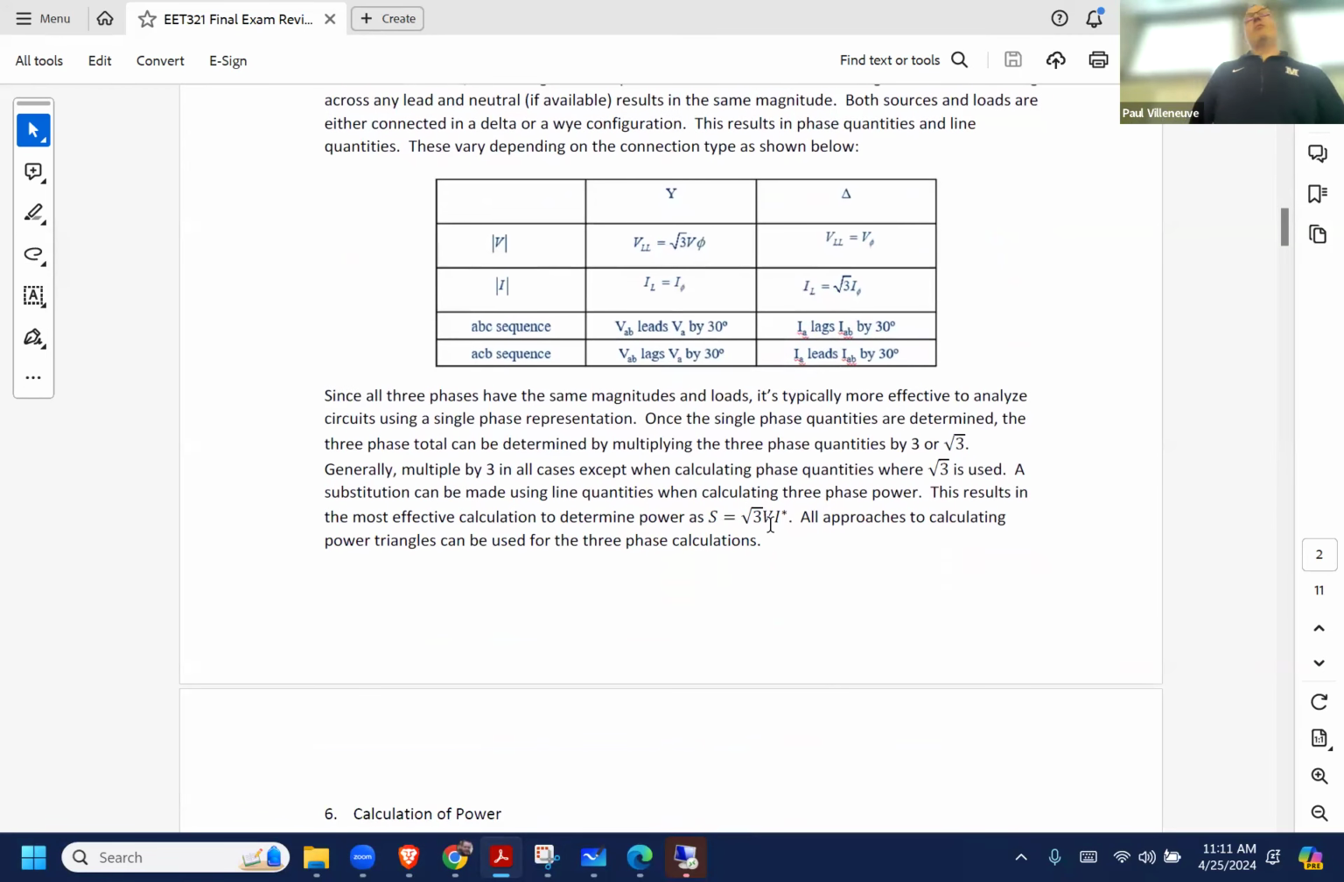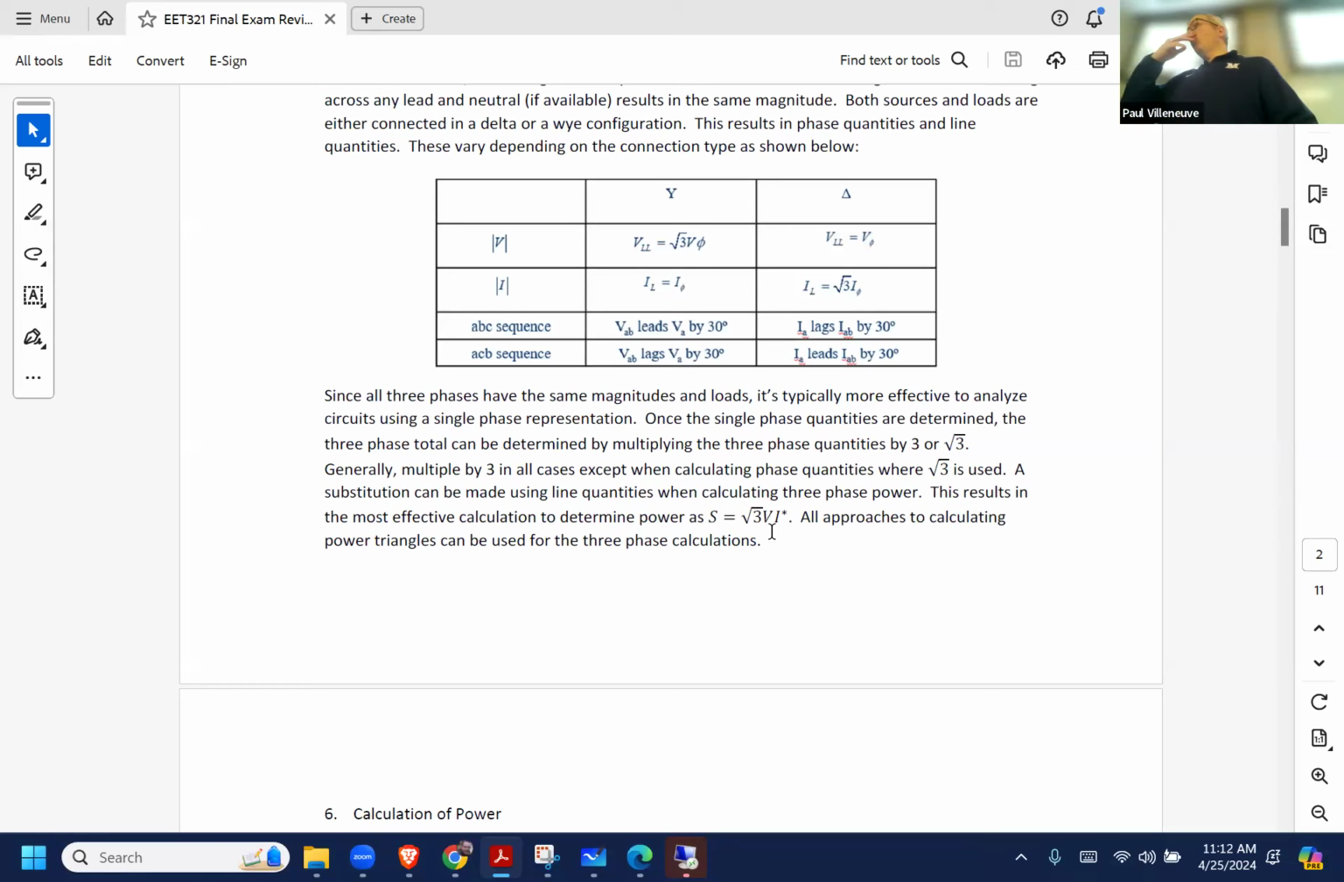Now, I did say we only use 3 in all of our equations. But over here, I've got the square root of 3. Well, I'm just being cute. So the absolute correct equation is for a 3-phase load. The total 3-phase load is just the sum of the individual phase loads, so it's S1 plus S2 plus S3. But in this class, we're dealing with a balanced system, so S1 is equal to S2 is equal to S3. So I can just say it's equal to 3 times S1 or S2 or S3.